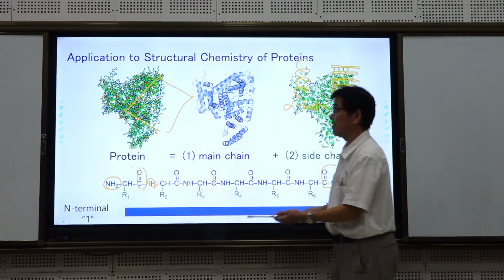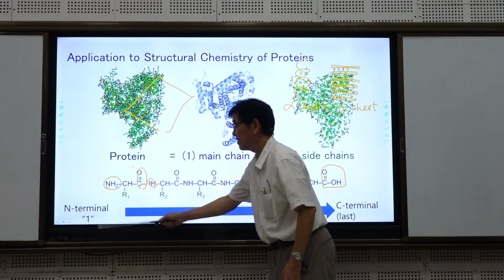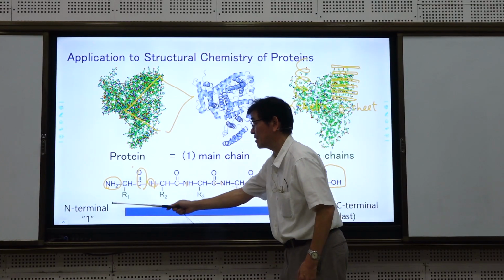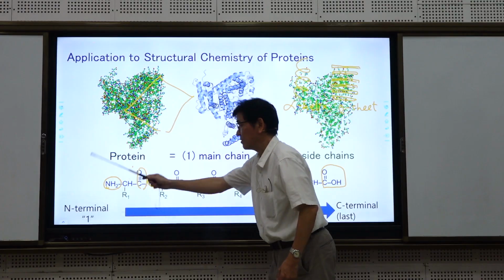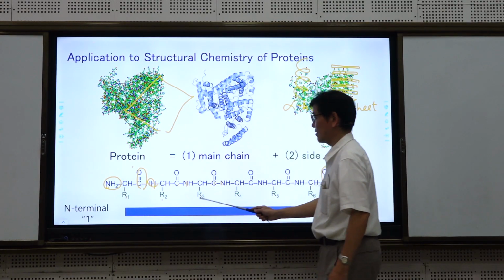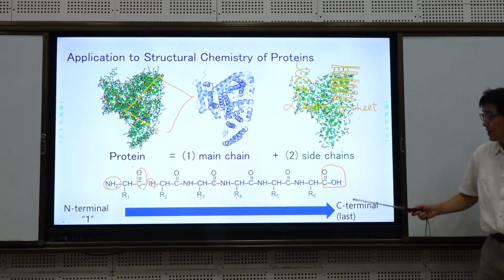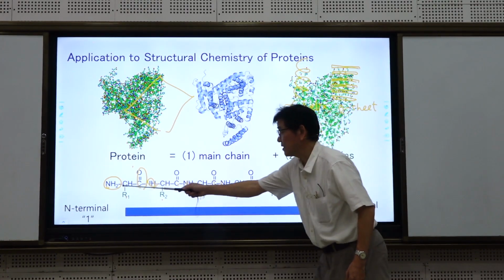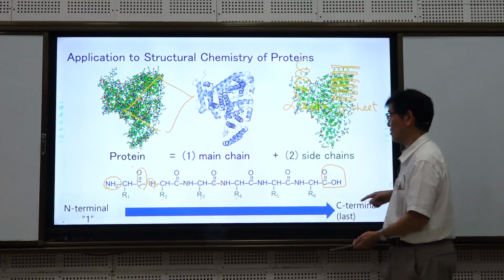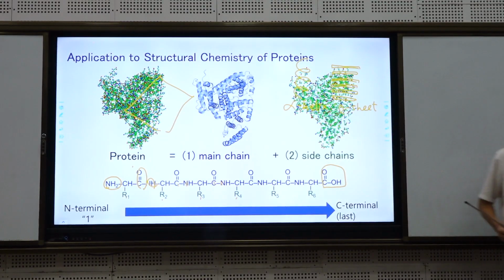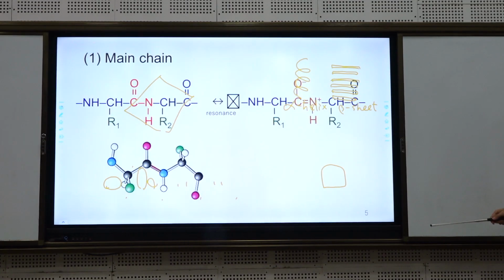And there is a consensus. Let's give the serial number to the amino acids from the N terminal. This is the first one, second one, third one, fourth one, and nth one. Okay? So this is a unique number, not opposite. So the serial number is given from the N terminal to the C terminal, nitrogen terminal to carbon terminal.